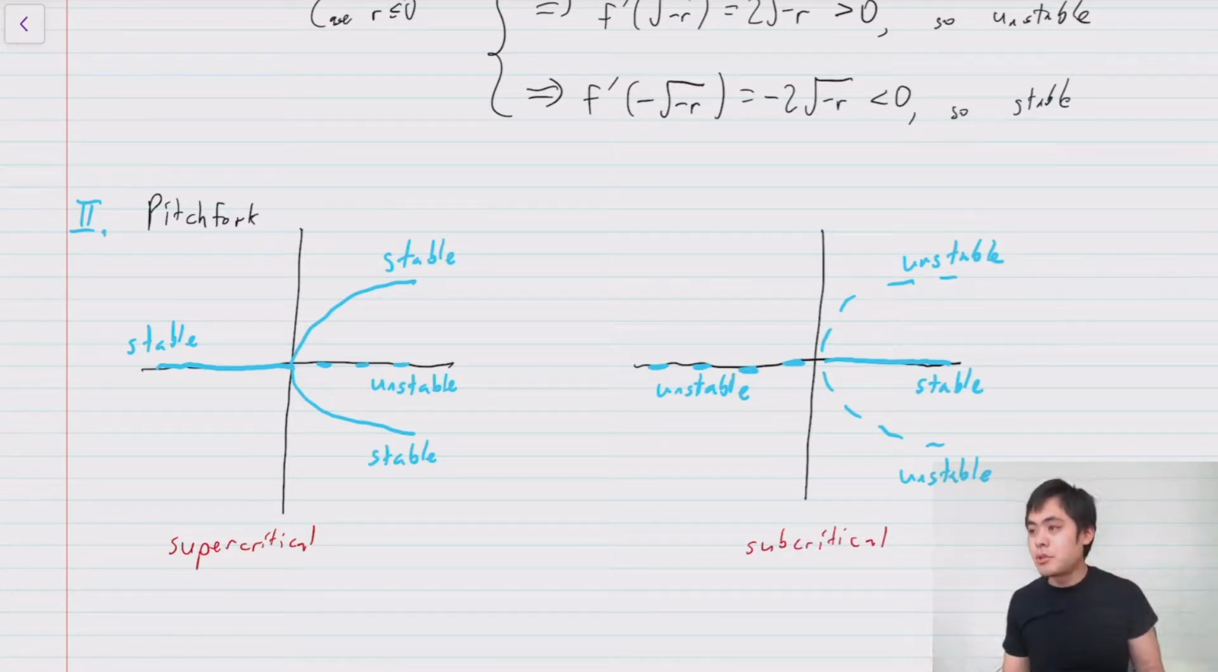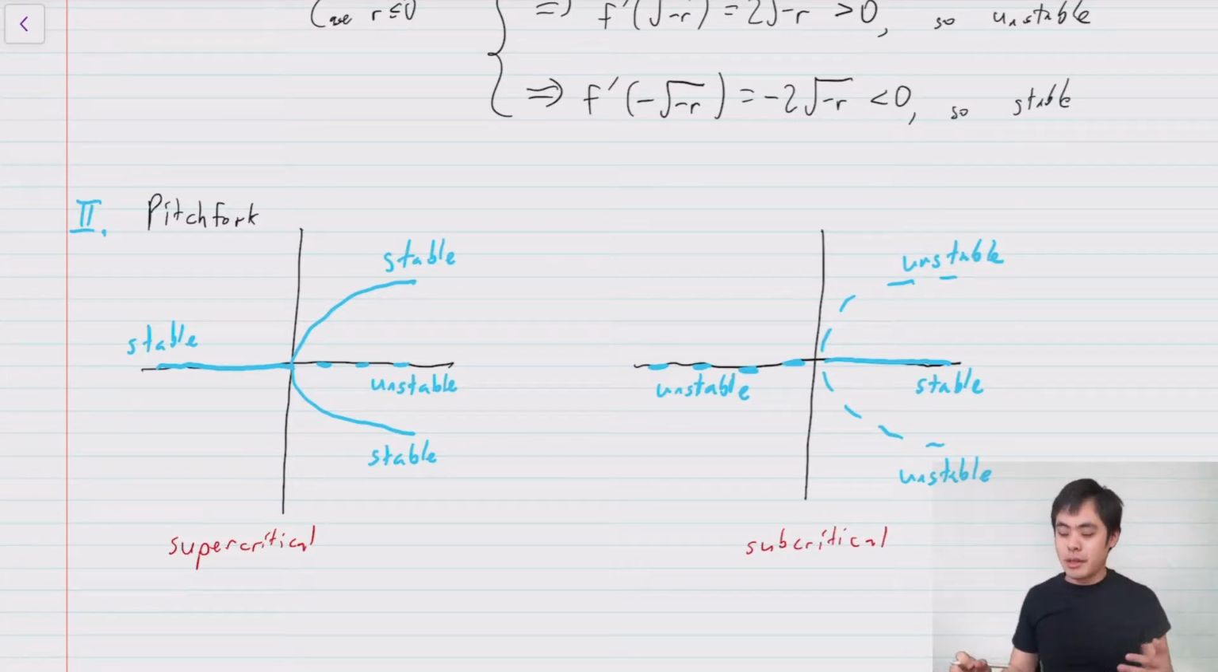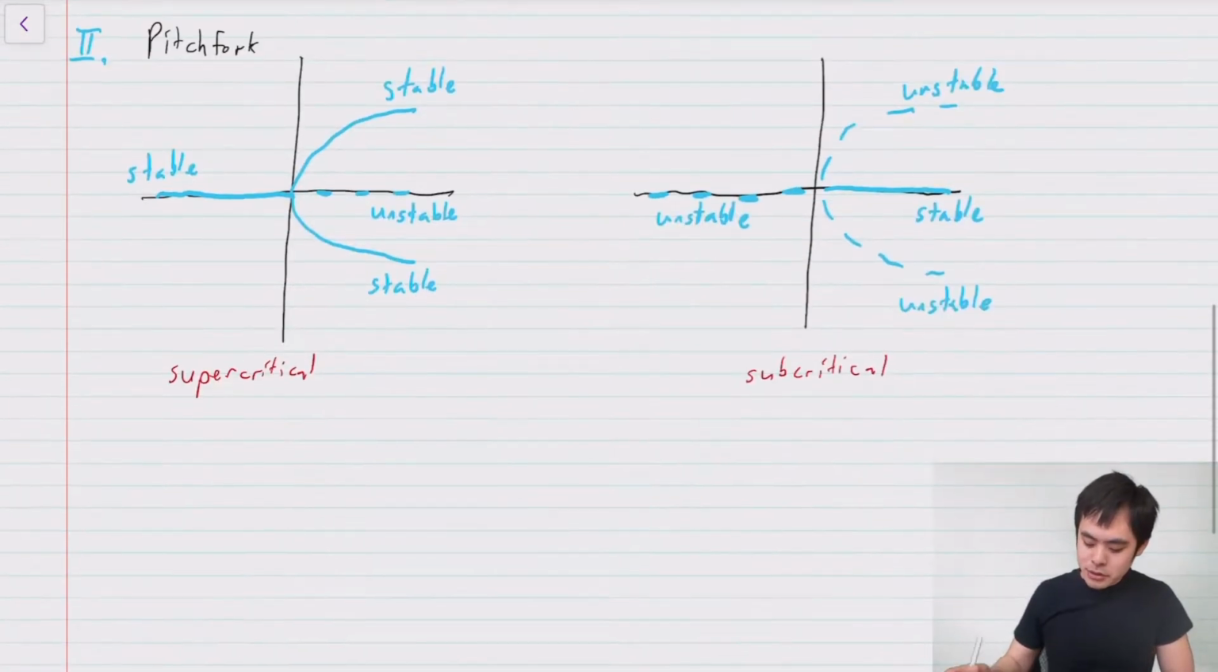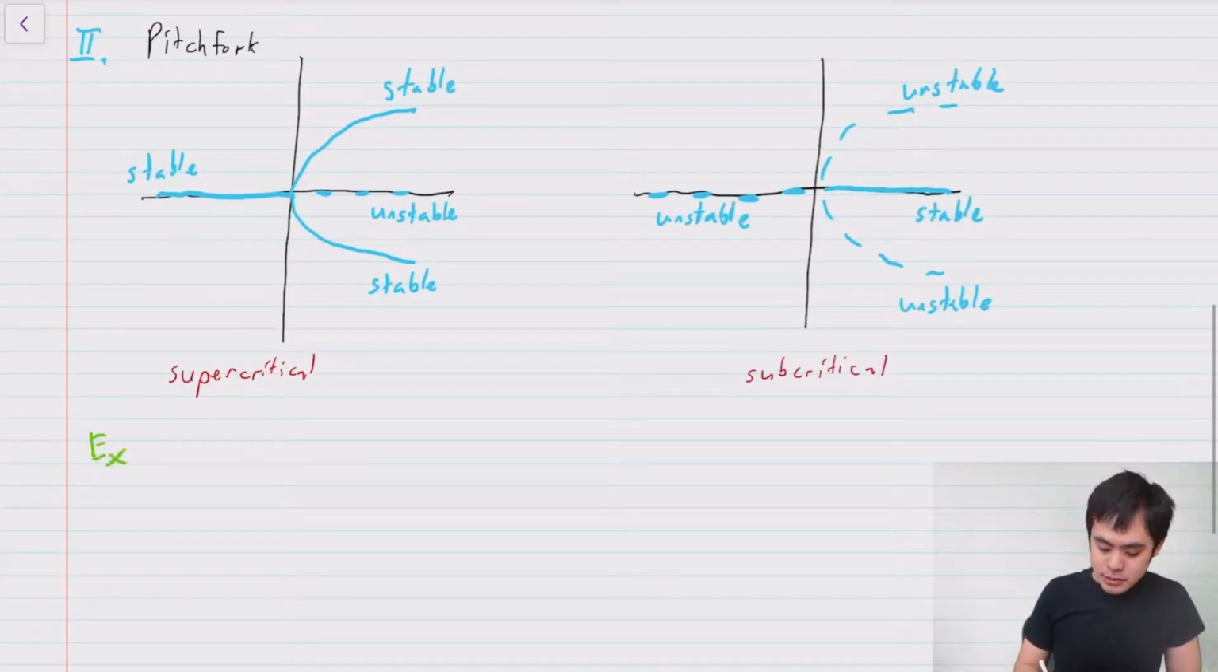So the subcritical one, you start out with an unstable equilibrium, and it turns into three equilibria. The middle one is stable, the other two are unstable, and vice versa for supercritical pitchfork bifurcations. So let's give an example of this, as we'll come to see.